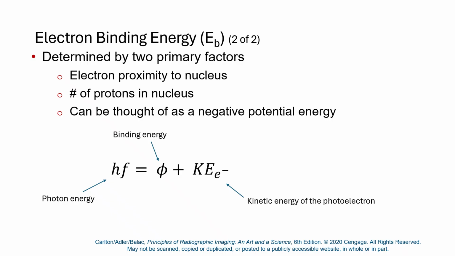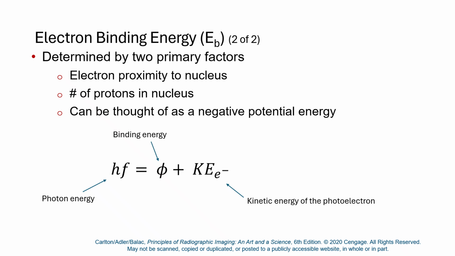So electron binding energy is primarily determined by proximity to the nucleus, that is the energy state, and the total number of protons in the nucleus. You can think of it as a kind of negative potential energy, and the reason I say that is because that's how Bohr described it. Bohr described the binding energy as a negative potential to leave the atom, and so that energy had to be supplied to the electron before the potential to leave would manifest. Otherwise, it's basically tethered to the atom as if it were chained to a post.